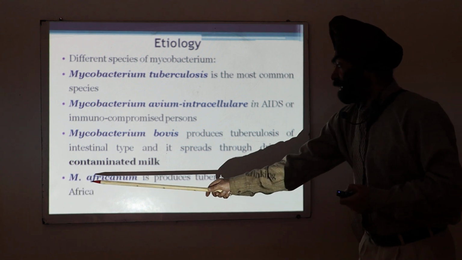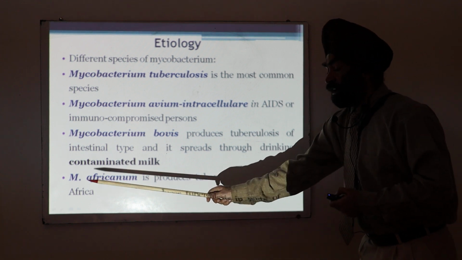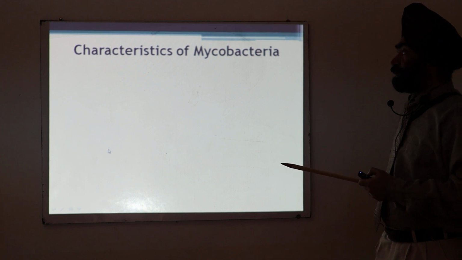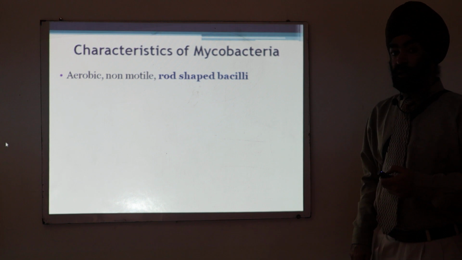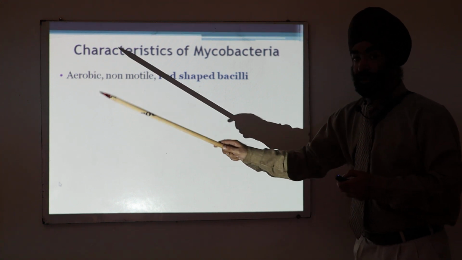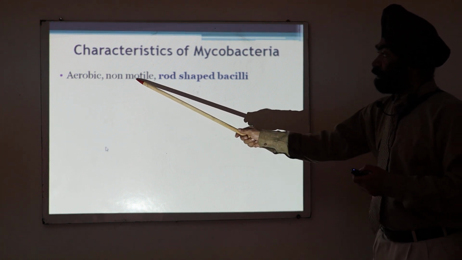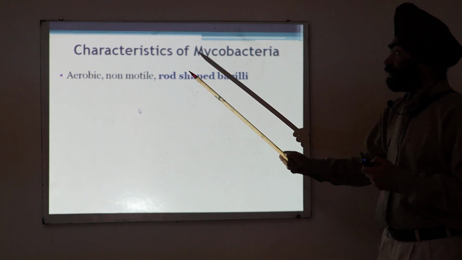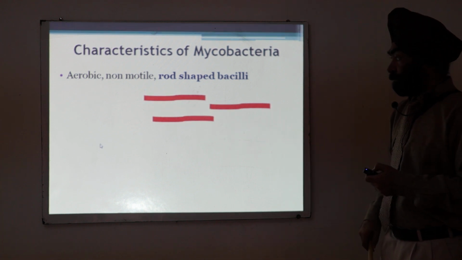Another one, Mycobacterium africanum, which produces tuberculosis in the African countries. So now I will discuss some of the characteristics of mycobacteria. This mycobacteria is aerobic, that means it needs oxygen. Then it is non-motile, it is not moving as such, and it is rod-shaped bacilli. So it is a rod-shaped bacilli.